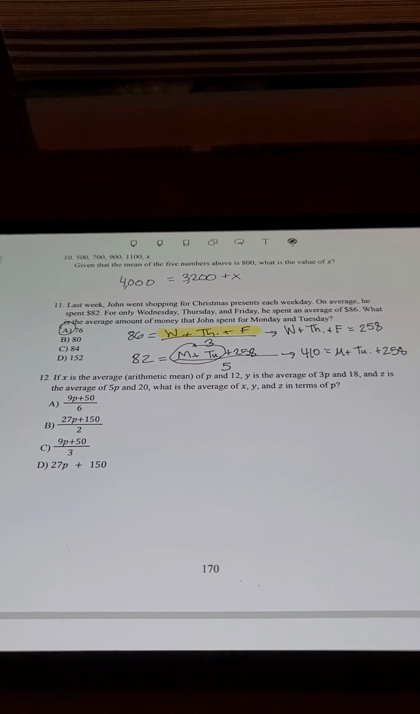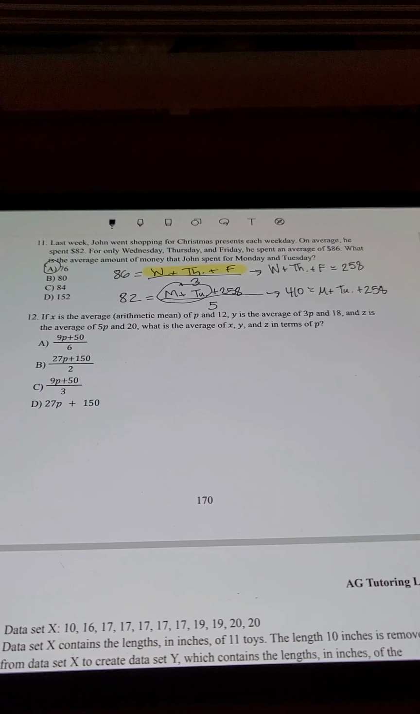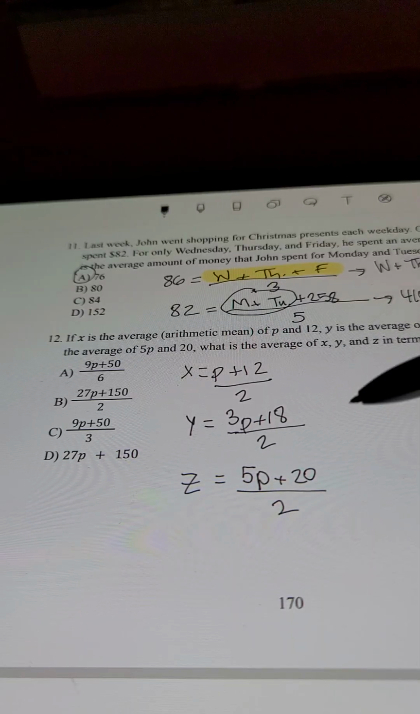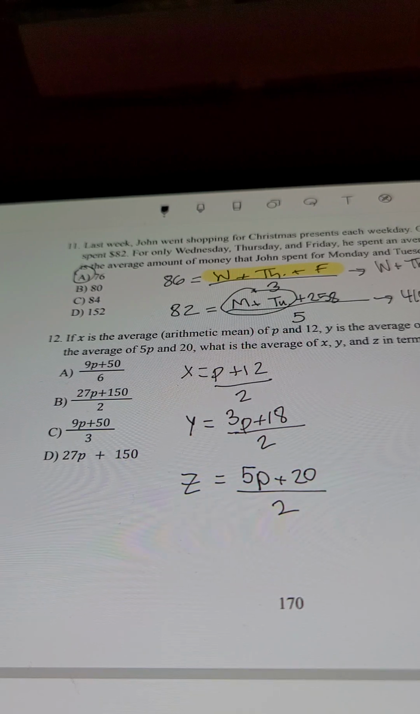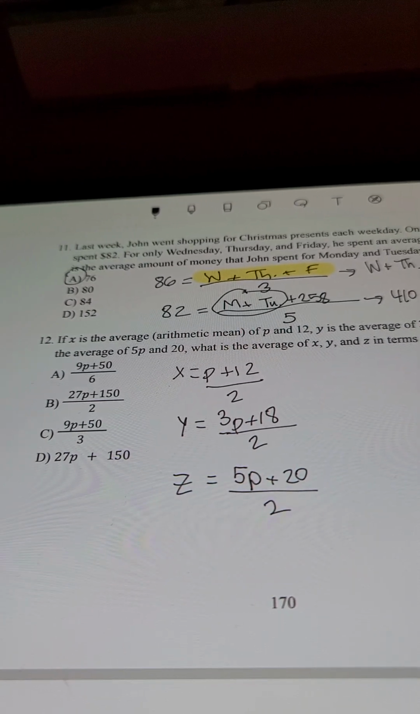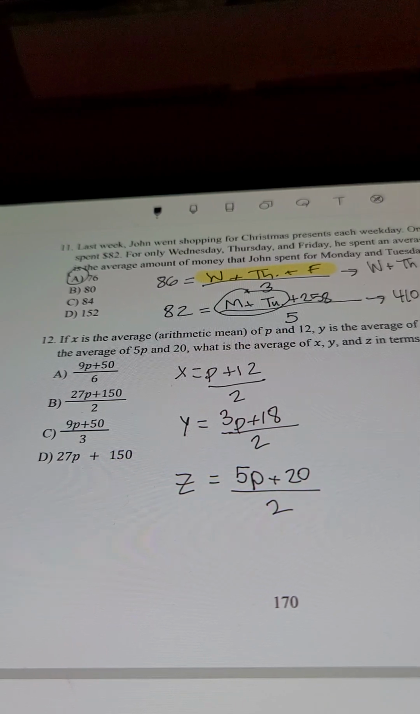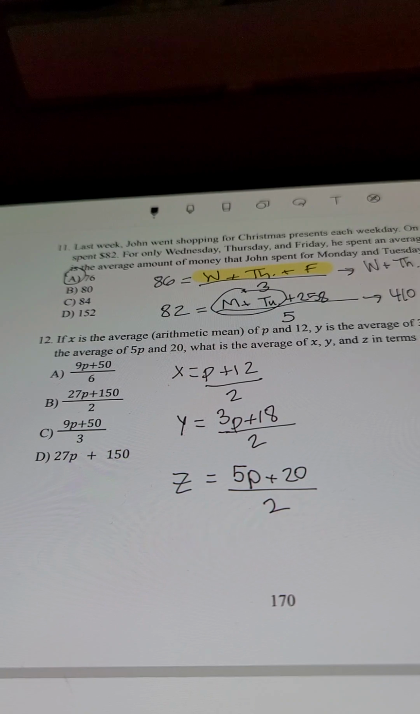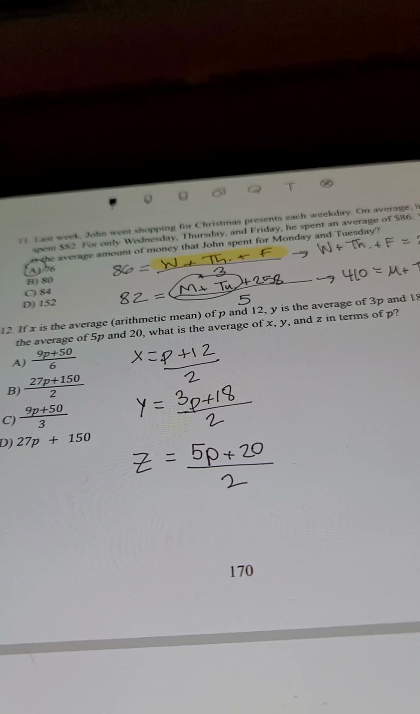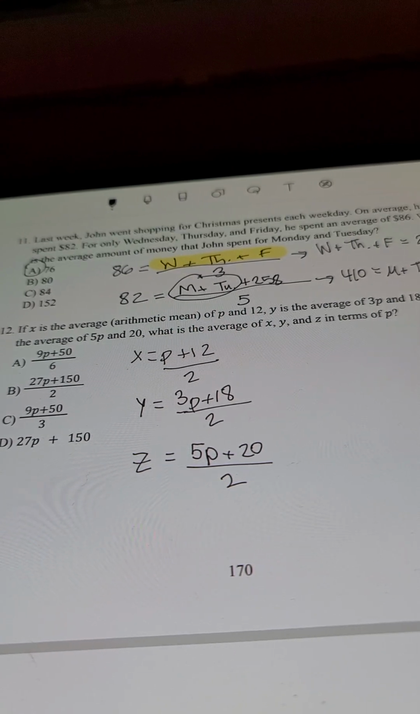Okay, pause, read number 12 if you haven't already. So we want to find the average or the mean of x, y, and z in terms of p. Now the problem gives us essentially these 3 equations. So x is equal to the average of p plus 12. So to find the average of p and 12, it would be p plus 12 divided by 2, because there's p and then there's 12. That's 2 items, 2 things, and so on and so forth for y and z as well. So if I want to find the average or the mean of x, y, and z, I'm going to need to add up x, y, and z and divide by 3, because I'll have those 3 terms.